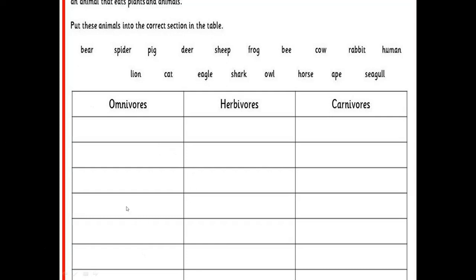Here is a simple activity. I have given the examples here in this column. Here you can see bear, spider, pig, deer, sheep, frog, bee, cow, rabbit, human, lion, cat, eagle, shark, owl, horse, ape, seagull. So arrange these animals, classify these animals as omnivores, herbivores and carnivores.